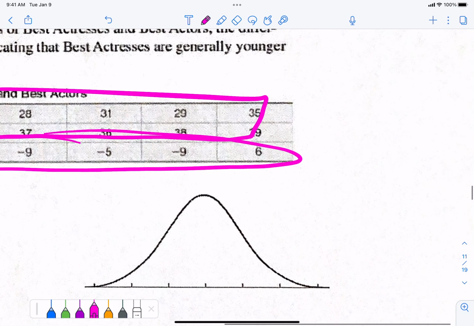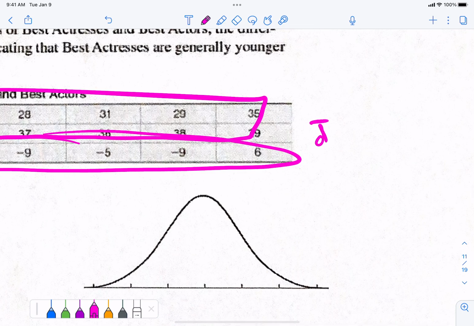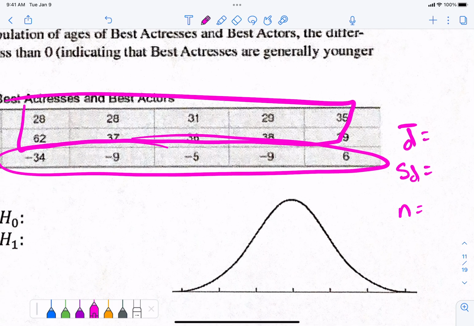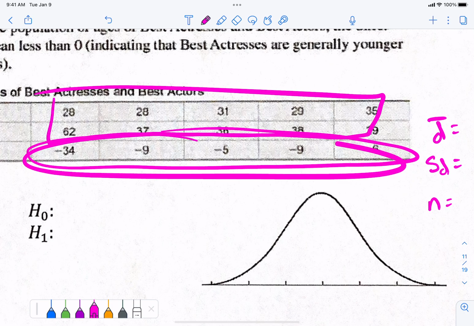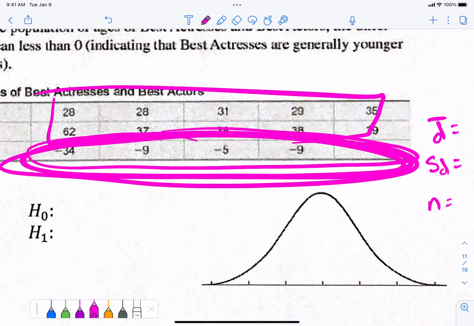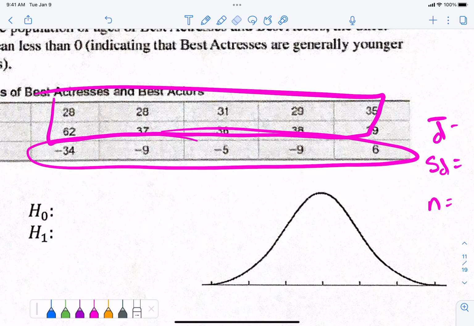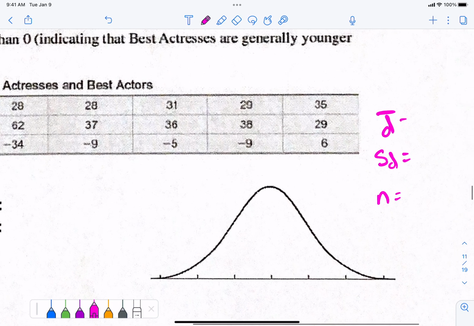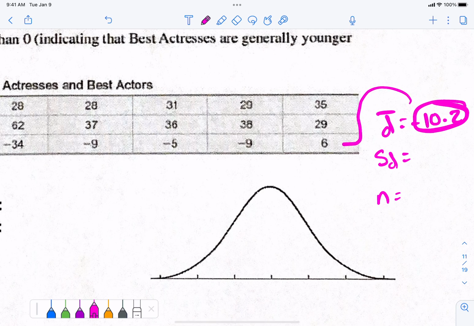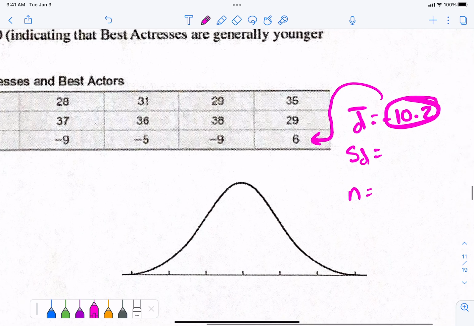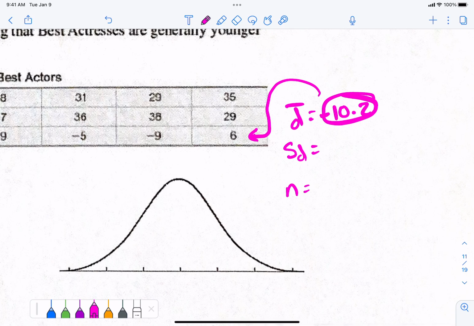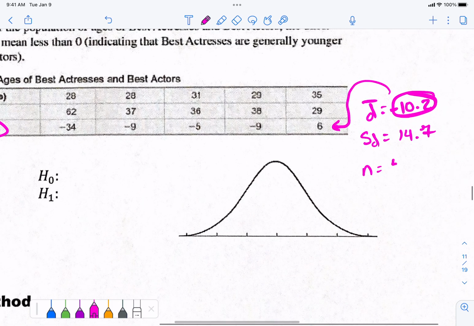Okay? And then in my formula, what I need is D bar, SD, and N. D bar is the average of the differences. So this little data set, these 5 numbers that I have now, I'm going to take the average of them. Okay, what did you get? Negative 10.2. Write that down, okay? The average of just this line. The standard deviation was what? 14.7. And the N, how many N's do I have? 5. I have 5 numbers, right?